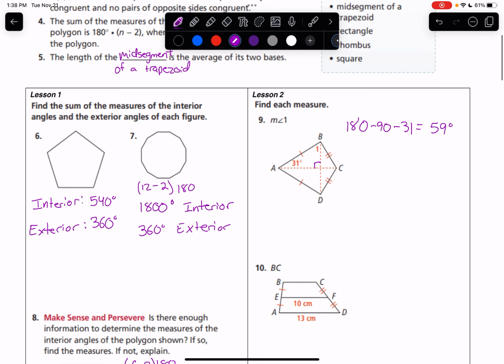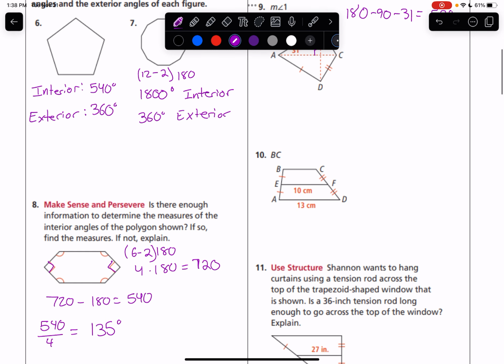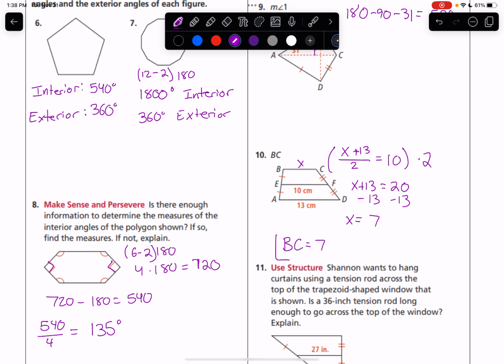All right. Number 10, BC. So BC is the top of this trapezoid, and we know that the mid-segment is 10. So if we add up the top and bottom, x plus 13, and divide by 2, we will get the length of the mid-segment, which is 10. Then we just solve the equation by multiplying both sides by 2. So x plus 13 equals 20. Subtract 13 from each side. X equals 7. So BC, that top length, equals 7 units.